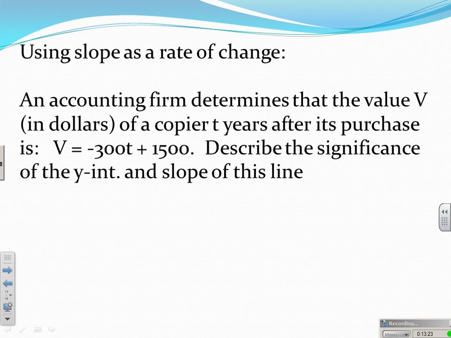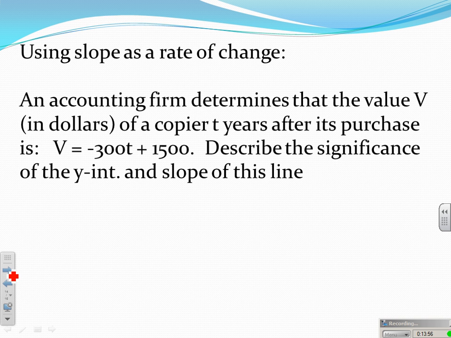Now, using slope as a rate of change, if you drop down the page, I'm using the checkpoint one this time. So there's one done for you in the book as well. You can look through, but I'm going to do the checkpoint one at the bottom of the page. It talks about an accounting firm determining that the value V in dollars of a copier T years after it's purchased is V is equal to negative 300T plus 1500. Describe the practical significance of the y-intercept and slope of this line.